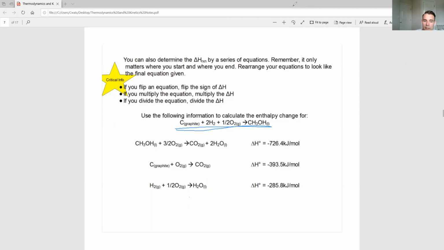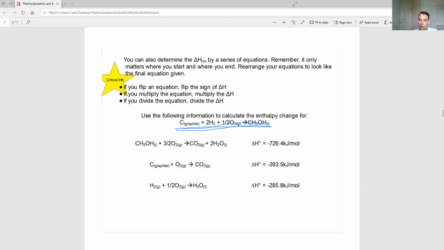So a couple of things, if I flip an equation, I flip the sign for delta H. If I multiply an equation, I multiply the delta H. If I divide the equation, I divide the delta H. The easiest way to do this, find something that only occurs in one of your reactions from this one. So you'll see I have carbon as a graphite. I only have carbon graphite in this middle equation.